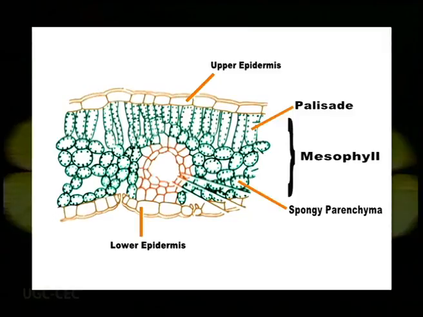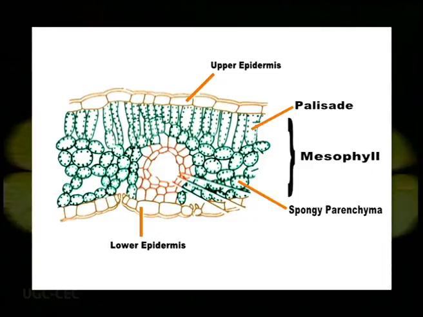Then the ground tissue, that is mesophyll, is present in between the upper and lower epidermis and is differentiated into palisade and spongy parenchyma. The palisade part, which lies just beneath the upper epidermis, consists of columnar cells rich in chloroplasts, whereas the spongy part, which faces the lower epidermis, consists of rounded cells. However, in submerged species, there is no distinction between palisade and spongy tissue.